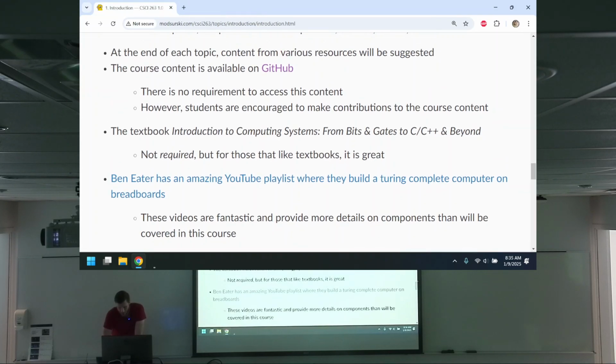The textbook is Introduction to Computing Systems: From Bits and Gates to C and C++ and Beyond. The contents of this course won't cover the entirety of the textbook. There's going to be a bunch of content in this course that's outside what's in the textbook, but the textbook starts where we're starting in the course, and ends with programming in C and C++. Intentionally, we're not going to get there. So the textbook has a lot more content than we would need, but overall it's a pretty good textbook.